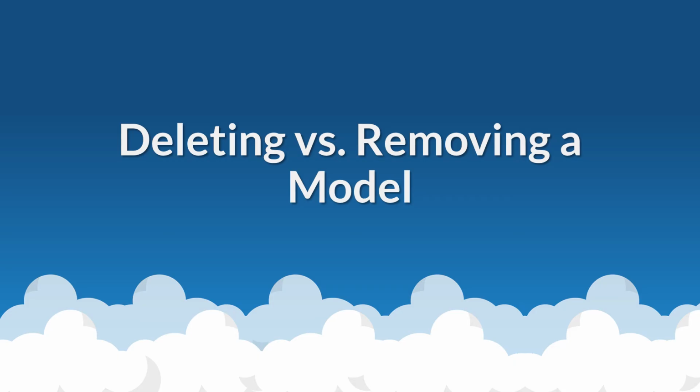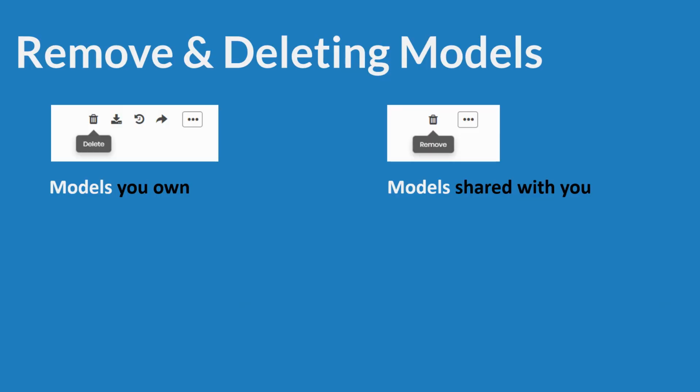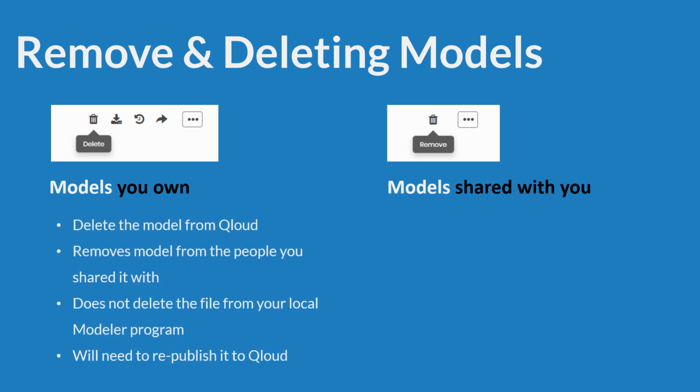Sometimes you may want to delete a model from Qloud or remove it from your library. Let's look at the key differences between the two. Removing and deleting models are different actions you can take depending on your ownership of a model. If you are the model owner and you click the Delete button, the model instance will be deleted from Qloud. Deleting a model removes it from not only your Qloud homepage, but also from all other people whom you have given access. Note that deleting a model you own on Qloud does not delete the model file itself from your Modeler desktop application. If you want to share this model with other users again, you'll need to republish the model to Qloud.